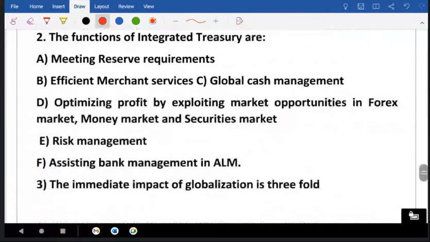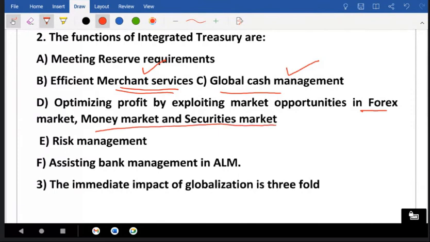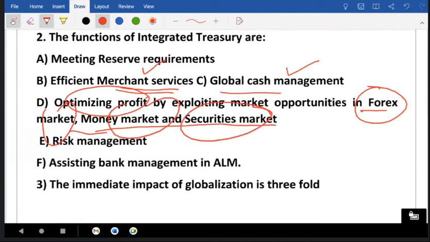Meeting reserve requirements, efficient merchant services, meaning services to the customer, global cash management, and optimizing profit by exploiting market opportunities in forex market, money market, and security market. That means their main motive is optimizing profit in all these three markets: forex market, money market, and security market. This point is very, very important. You have to keep it in mind. One question I will 100% ask out of this: what are the functions of an integrated treasury? So you can say forex market, money market, or security market.